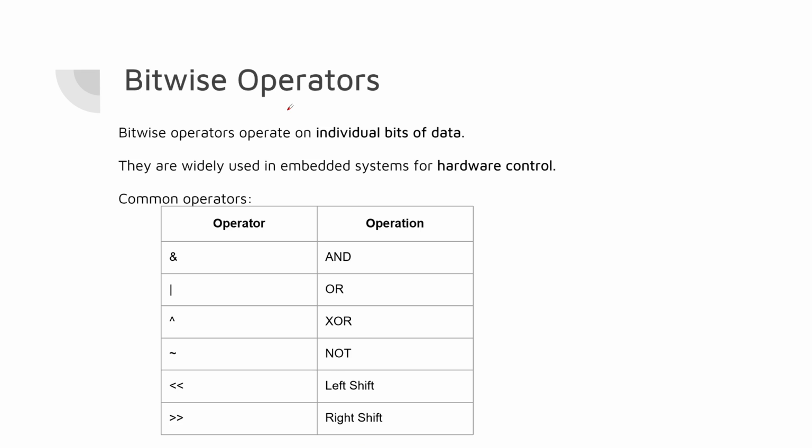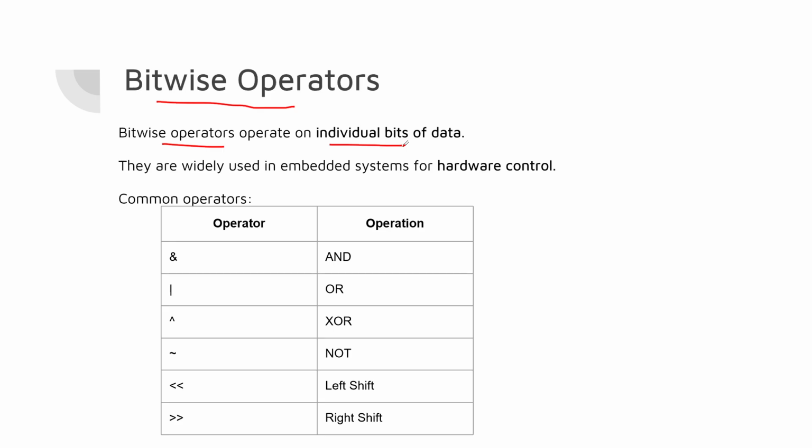In this video, we are going to see about bitwise operators and how bitwise operators are used in embedded systems, and then we will see bit manipulations. So why are we going for bitwise operators? By using bitwise operators, we can individually set a bit of a data.